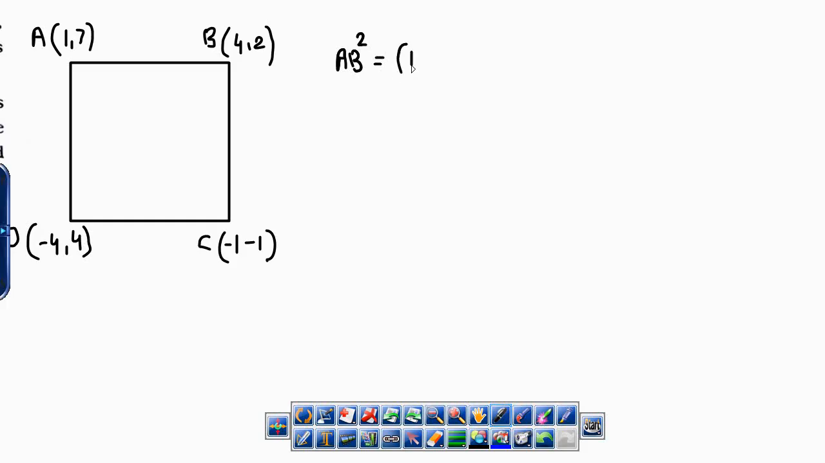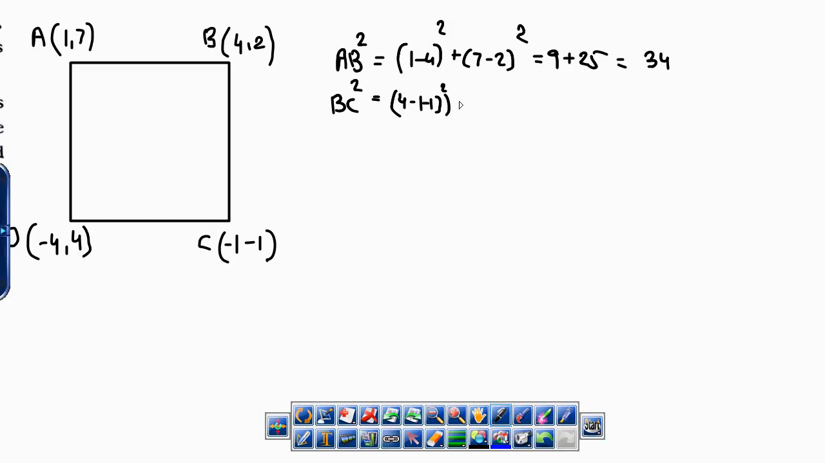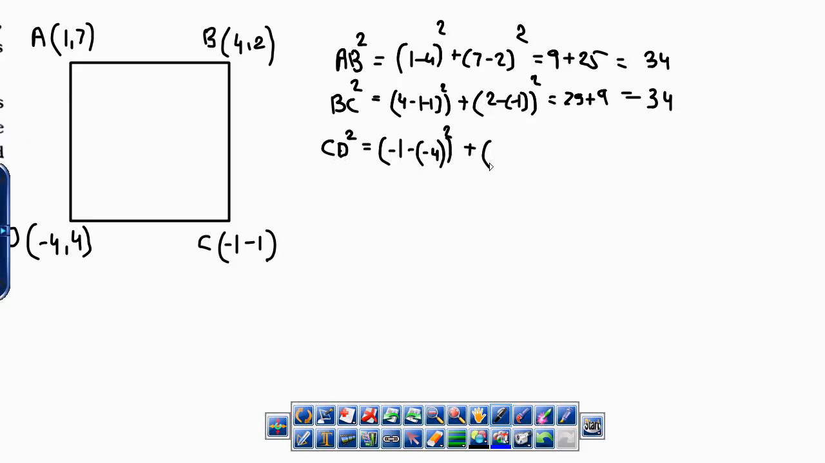AB square is (1 minus 4) square plus (7 minus 2) square, is 9 plus 25, 34. BC square is (4 minus minus 1) square plus (2 minus minus 1) square, 25 plus 9, 34. CD square is (minus 1 minus minus 4) square plus (minus 1 minus 4) square, 9 plus 25.